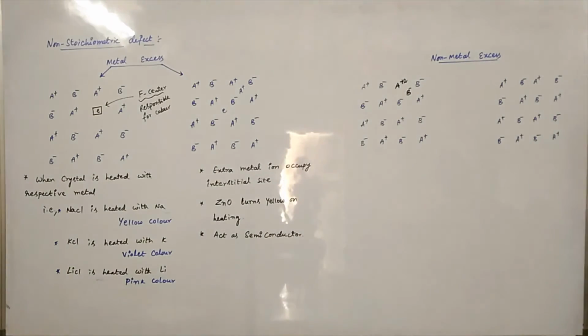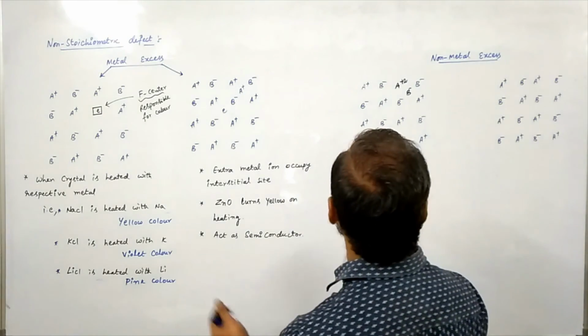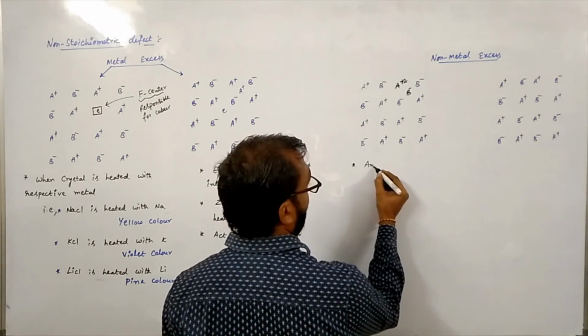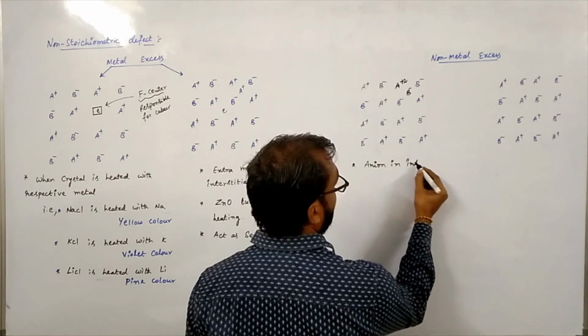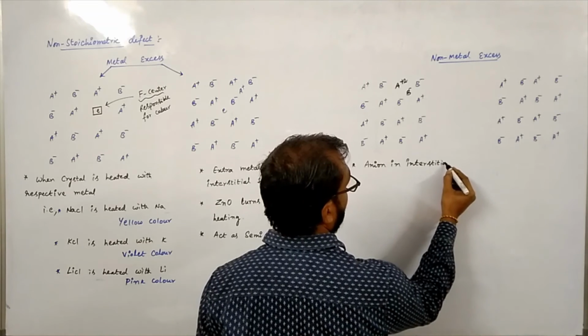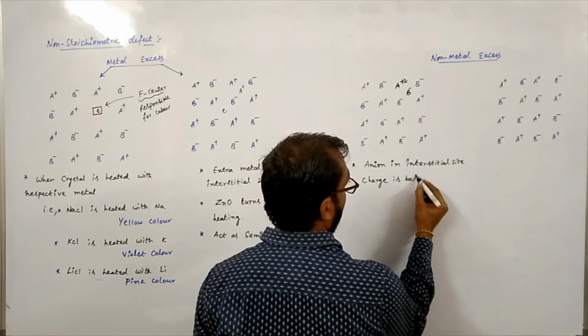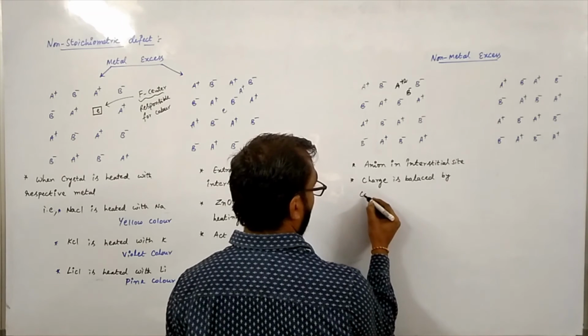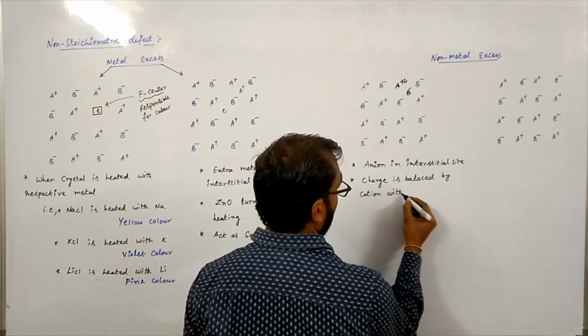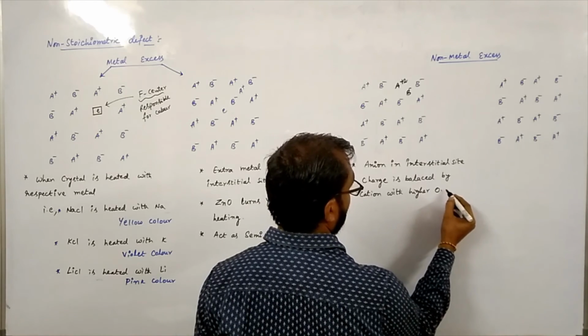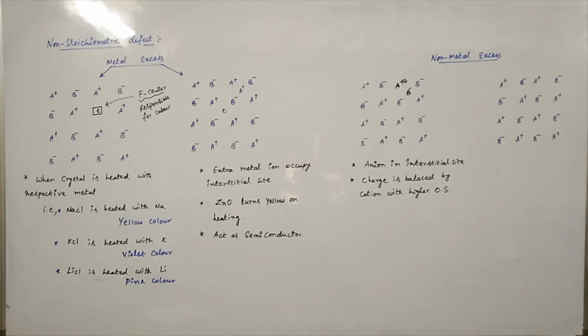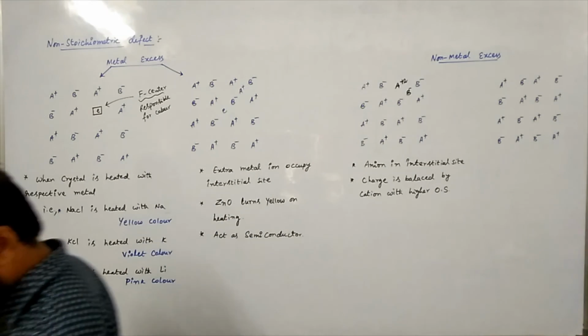So what I have to write here? Anion in interstitial site and charge is balanced by cation with higher oxidation state. Next slide.